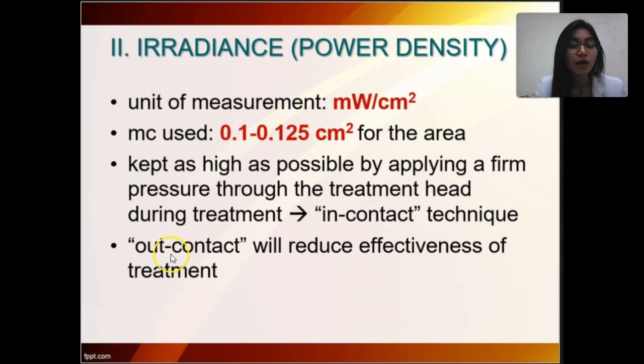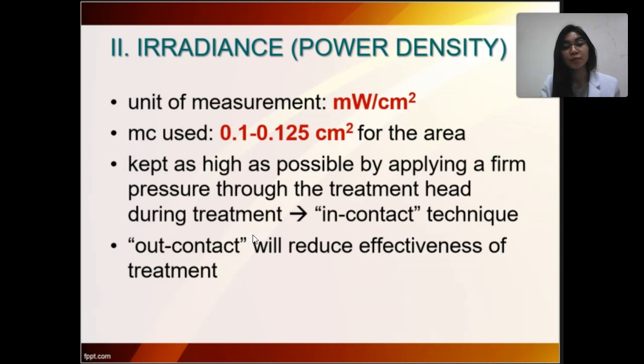Out of contact will reduce the effectiveness of the treatment. So preferably, we use the in-contact technique. We only use the non-contact technique during treatment of wounds. You can't firmly press it onto the wound. It would also hurt the patient, or the device might be contaminated, especially now during the pandemic.